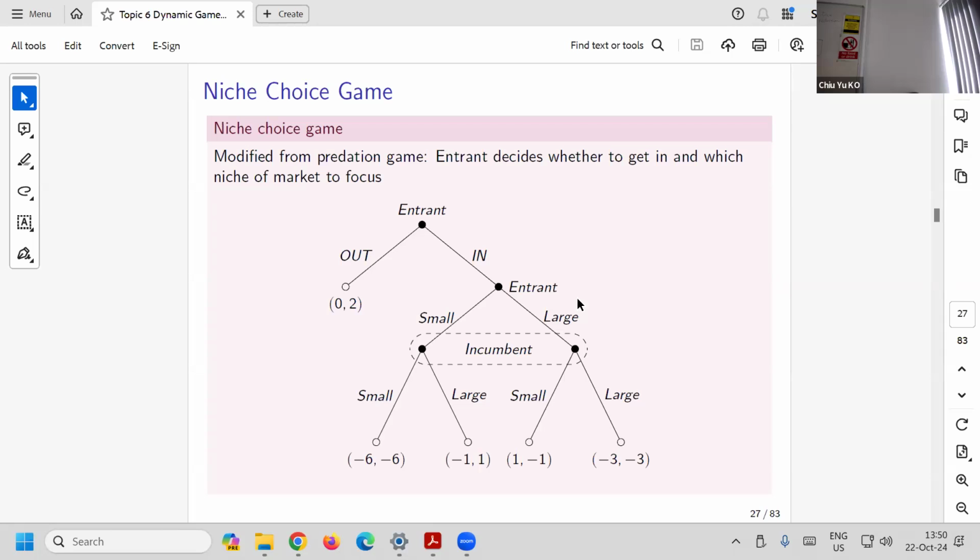If one focuses on small and one on large, the incumbent is still earning some money, and the other gets negative 1, right? If they both choose small, then actually they would lose a lot of money. If the incumbent chooses large and the entrant chooses small, the small niche market earns some money, but in the large market you still would lose some money. So this is the payoff structure. Is that okay? The exact numbers don't matter, just to illustrate the idea.